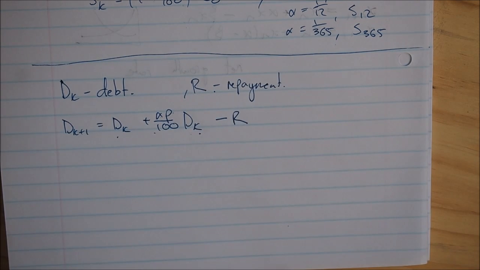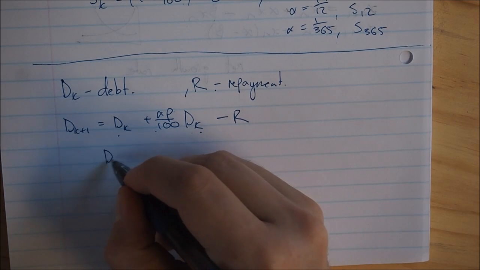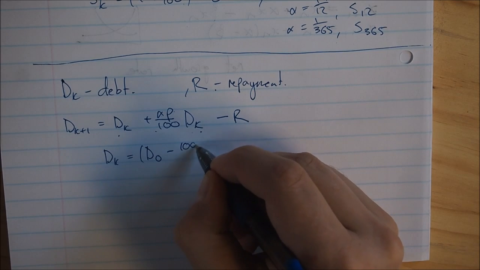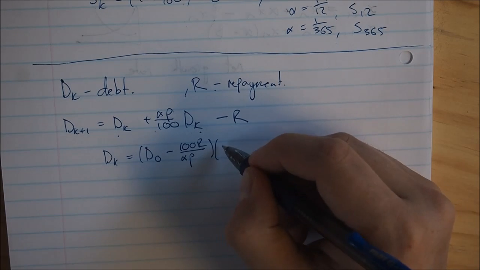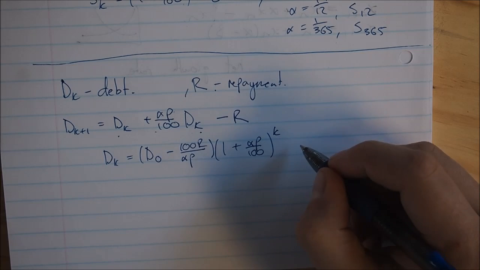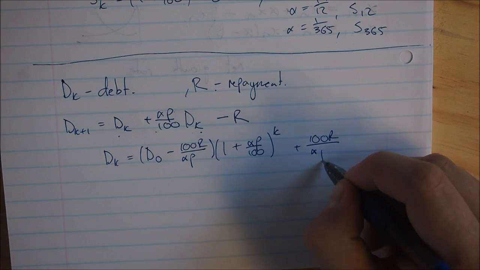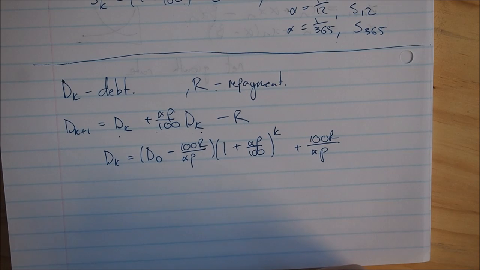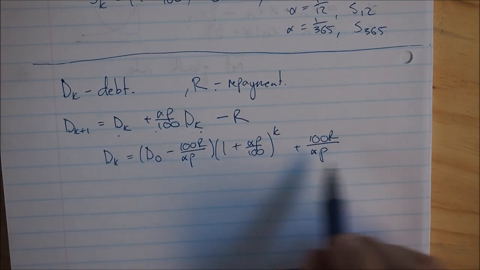And again, it's a first order linear difference equation, you can solve it, and you get dk equals (d0 − 100R/(αp)) times (1 + αp/100)^k plus 100R/(αp). It's a first order non-homogeneous difference equation, so you can use again those techniques that we learned in chapter 3, and you should get the solution.